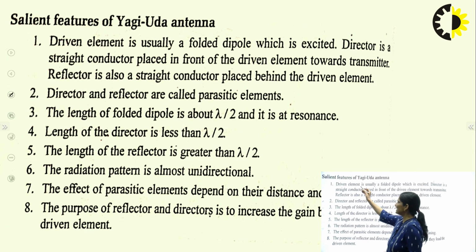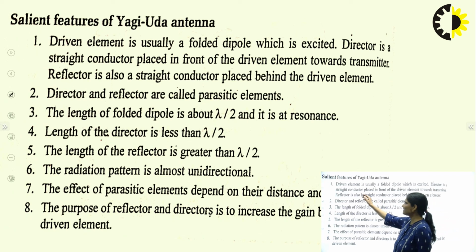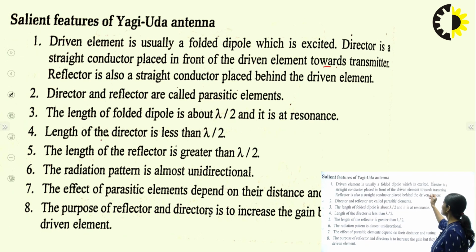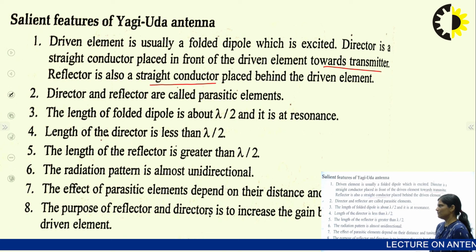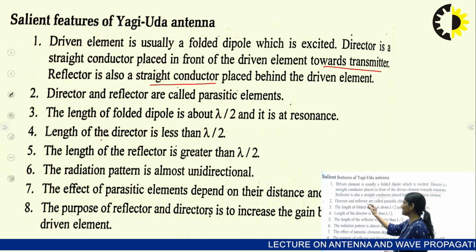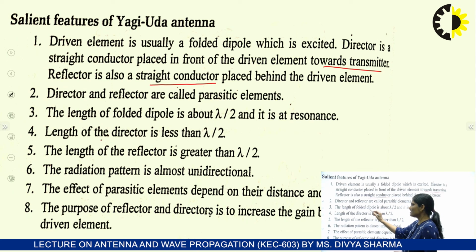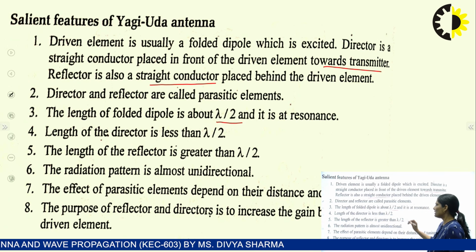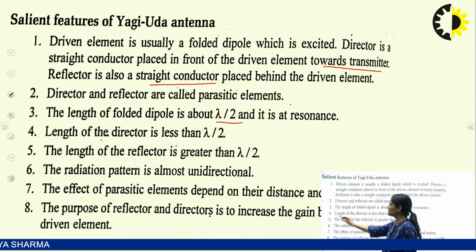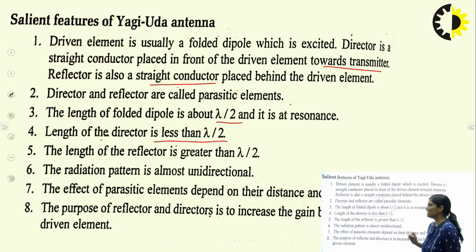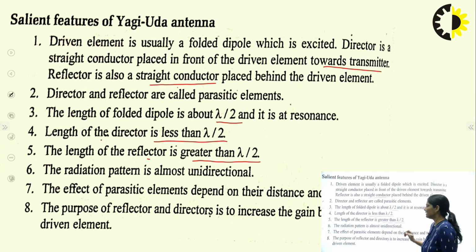First, the driven element is usually a folded dipole which is excited. The director is a straight conductor placed in front of the driven element towards the transmitter, and the reflector is a straight conductor placed behind the driven element. Second, director and reflector are also known as parasitic elements. Third, the length of the folded dipole is about lambda by 2, and it is at resonance. Fourth, the length of the director is less than lambda by 2. Fifth, the length of the reflector is greater than lambda by 2.